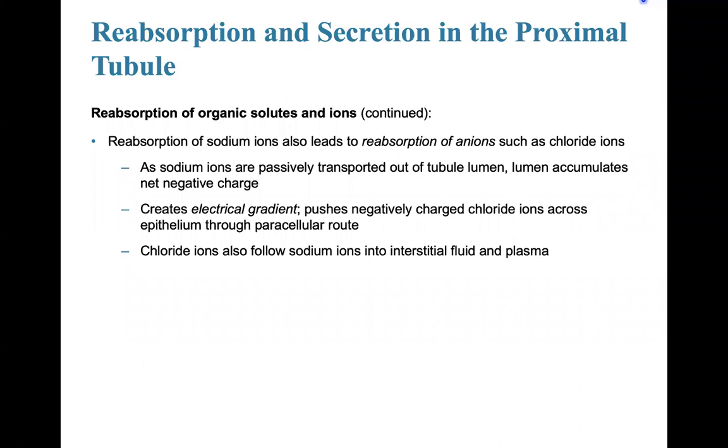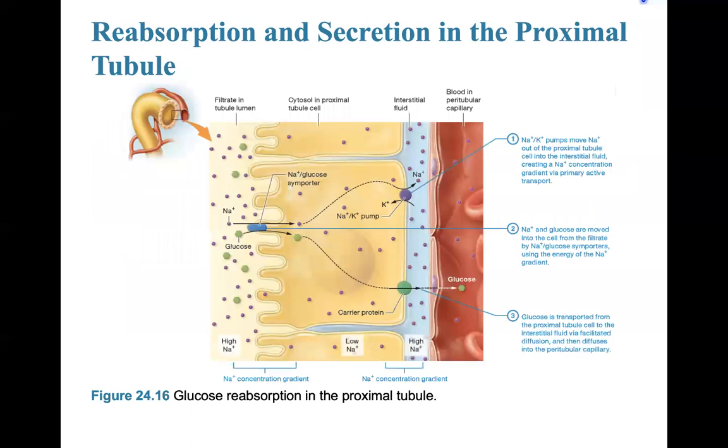The reabsorption of sodium ions also leads to the reabsorption of anions, such as chloride ions. As sodium ions are passively transported out of the tubule lumen, the lumen accumulates a net negative charge. This creates an electrical gradient that pushes negatively charged chloride ions across the epithelium through the paracellular routes. The chloride ions also follow sodium ions into the interstitial fluid and the plasma. Okay, so here you can see the reabsorption and secretion within the proximal tubule.